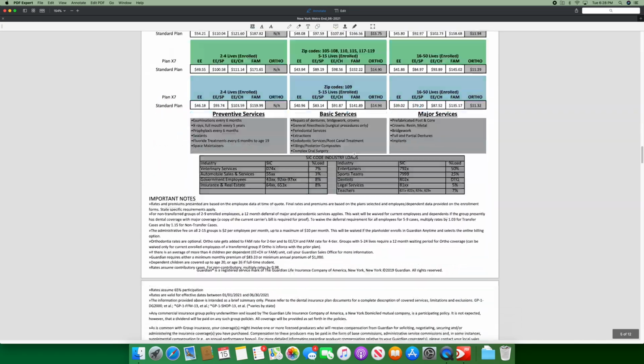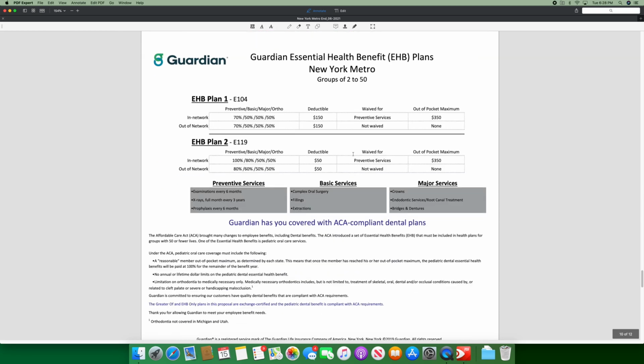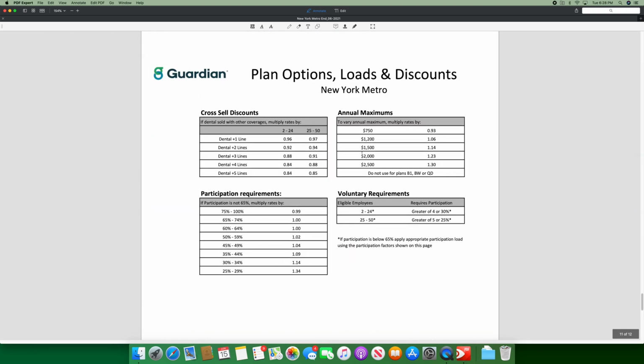We just keep scrolling. We're going to go down to the last page, which you will see right here. Here we could see some interesting things. So the annual maximums I was talking about that have $1,000. Let's say you don't anticipate really utilizing the dentist at all, and you're saying, hey, there's no way I'm going to get up to $1,000. You could actually decrease your annual maximum to $750. You multiply the premium by 93%, and boom, you actually save money every month.